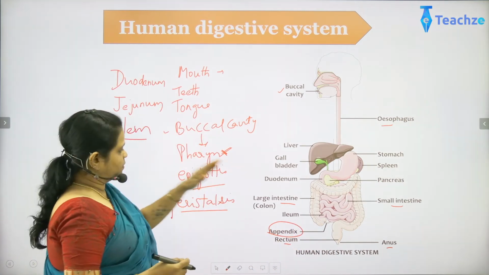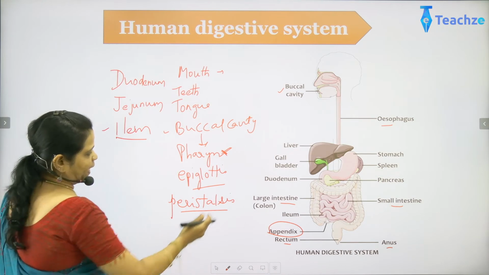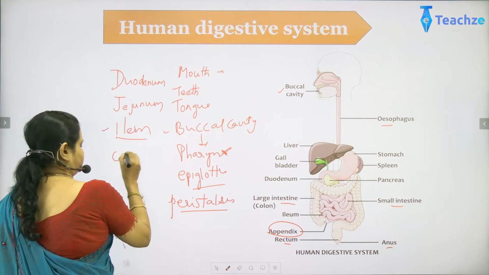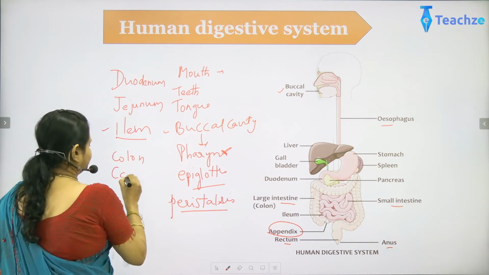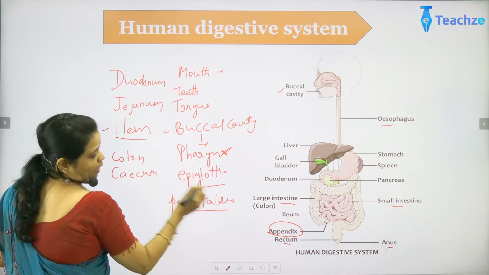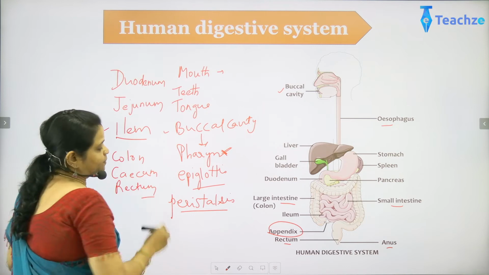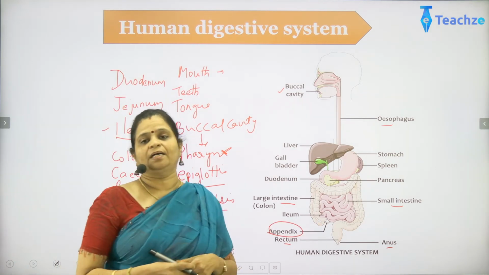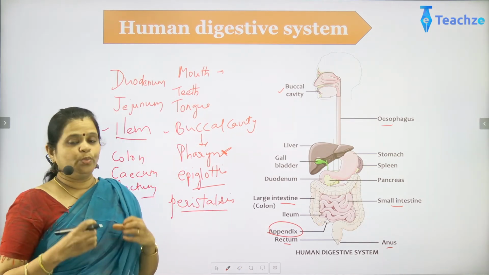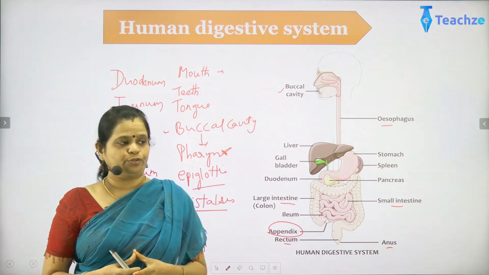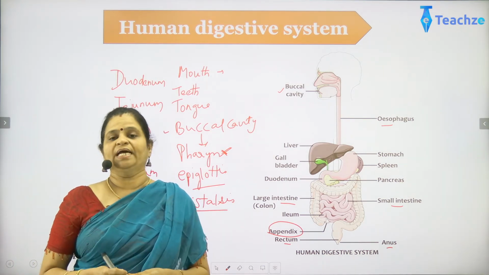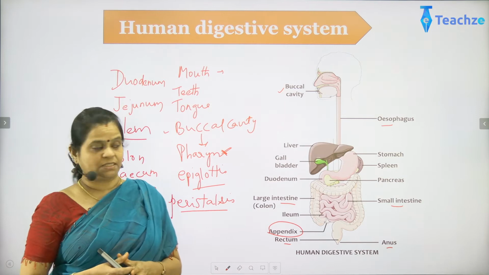The large intestine consists of three parts: the colon, the cecum, as well as the last part, that is the rectum. Now the rectum leads into the final part, which is called the anus, which helps in the expulsion of the excreta or the unwanted food from the digestive system.